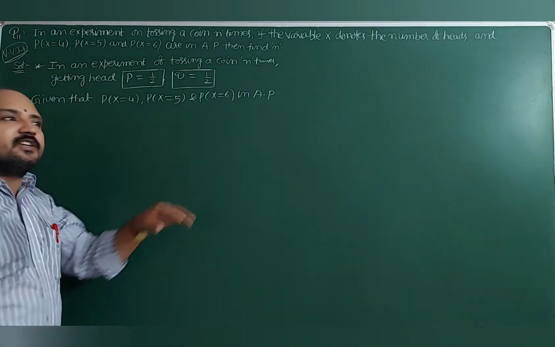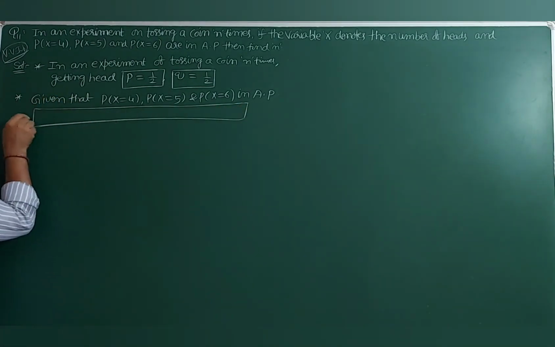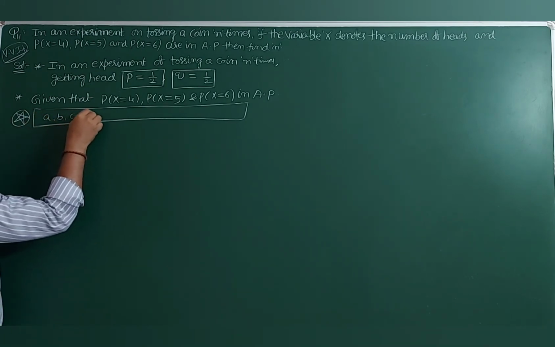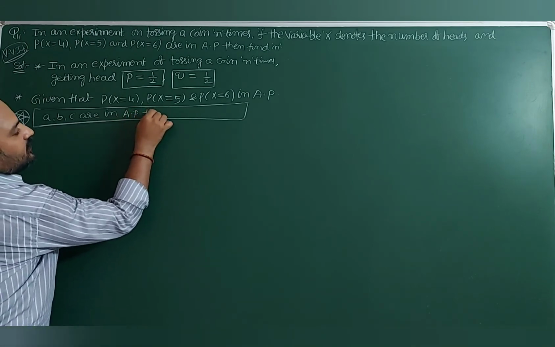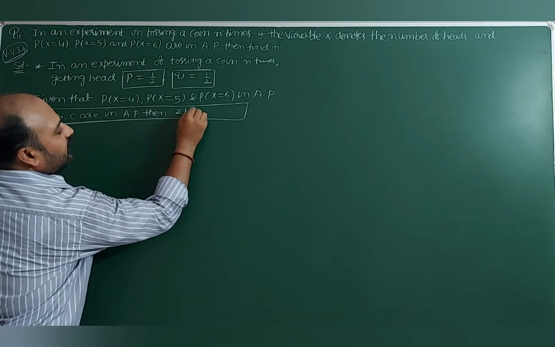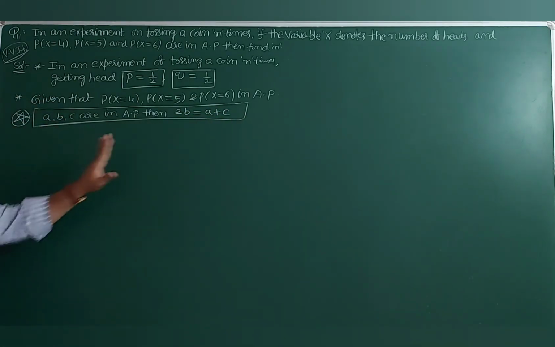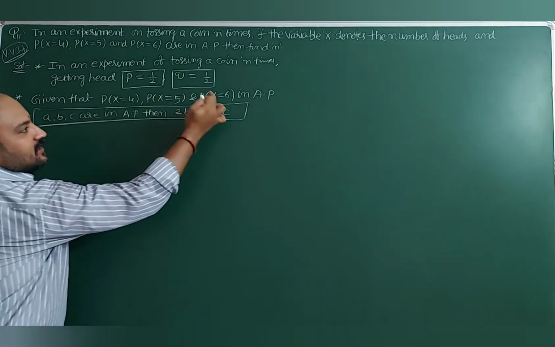So whenever the 3 terms are in AP, here we have one formula. You remember, A, B, C are in arithmetic progression, then twice the middle, that means 2B, is equal to the sum of the extremities, A plus C. So this formula I am going to apply. That means this is A, this is B, this is C.